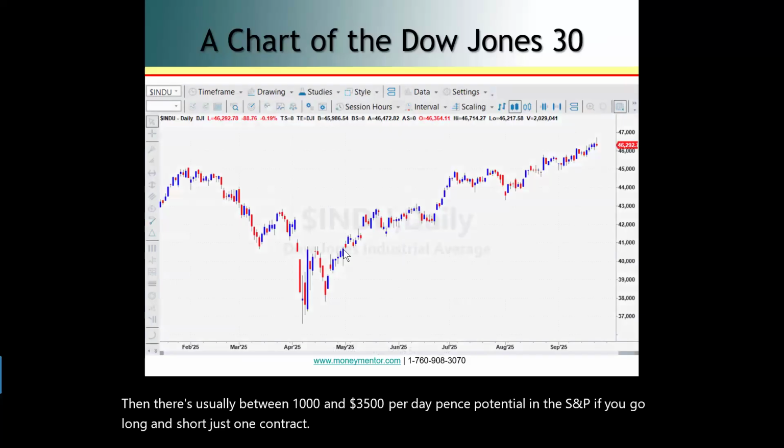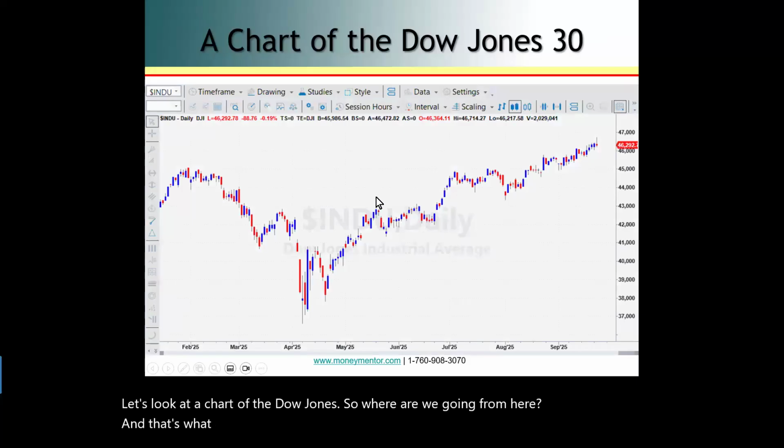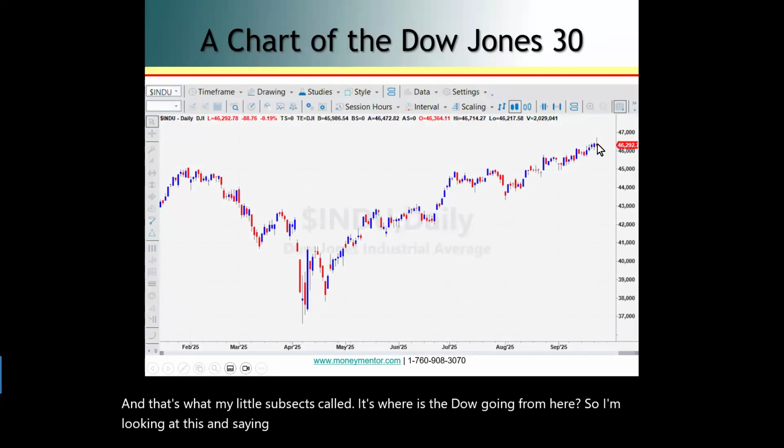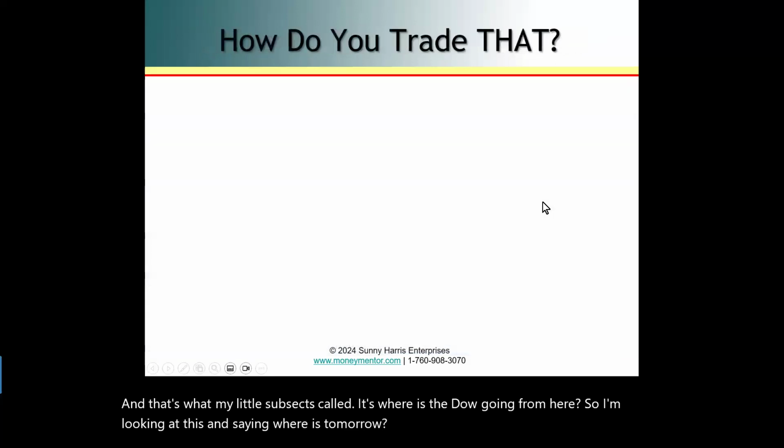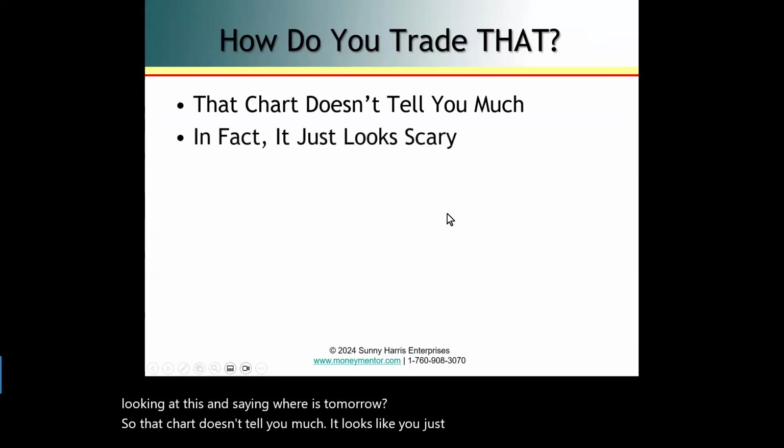Let's look at a chart of the Dow Jones. So where are we going from here? And that's what my little Substack's called. It's where is the Dow going from here? So I'm looking at this and saying, where is tomorrow? So that chart doesn't tell you much. It looks like you just get on and hold on. In fact, it really looks kind of scary.